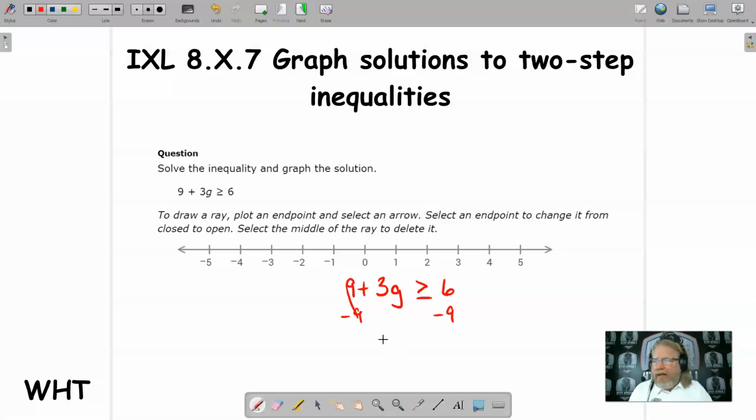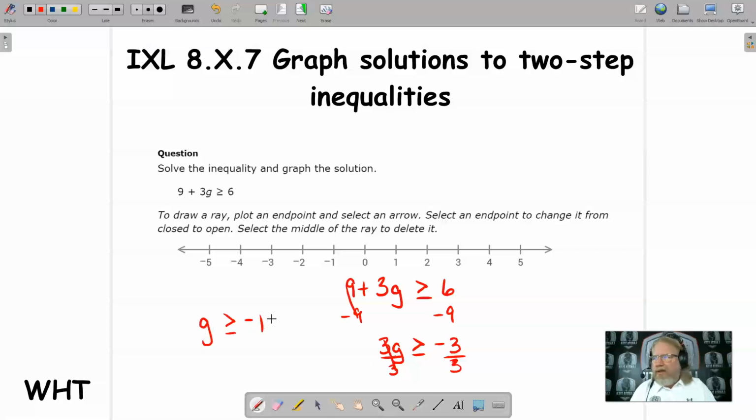The 9s are going to cancel each other, leaving us with 3g. Bring down that greater than or equal to sign, and 6 minus 9 is negative 3. Now we can deal with the 3 that's tied to the g, so we're going to divide by 3. We are dividing by a positive number, so we don't have to flip the sign. The 3s cancel each other, leaving us with g on the left. Bring down our greater than or equal to sign, and negative divided by a positive is negative, and 3 divided by 3 is 1, so we end up with g is greater than or equal to negative 1.